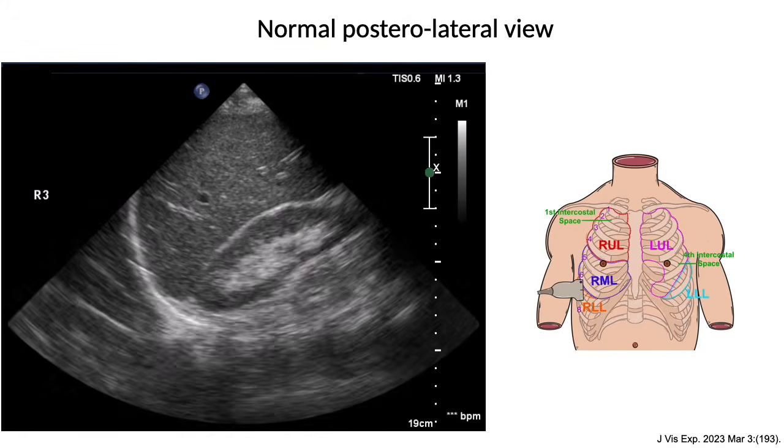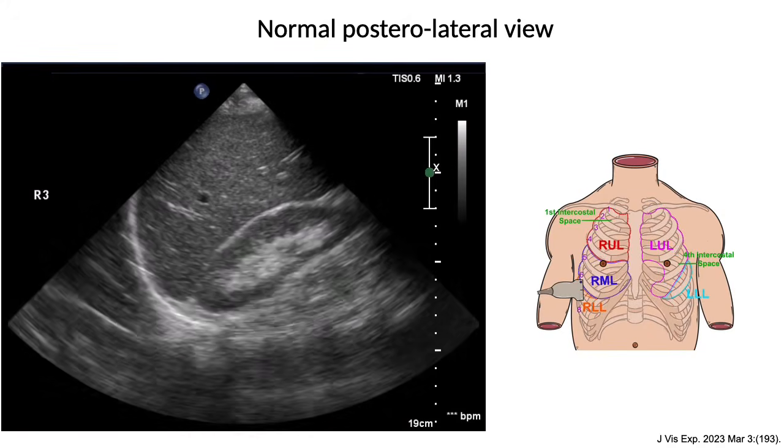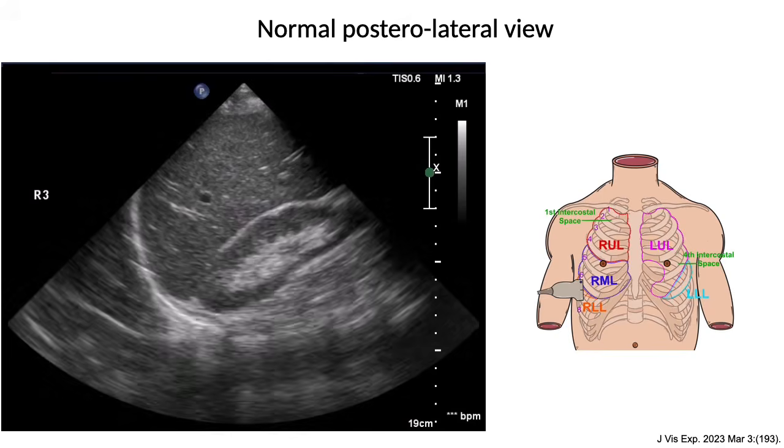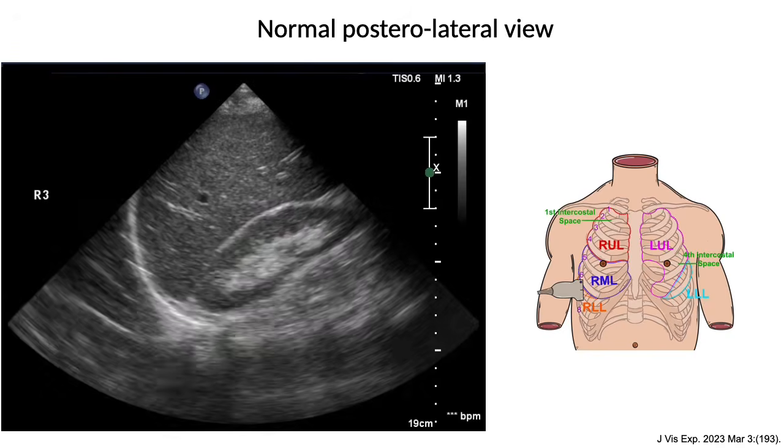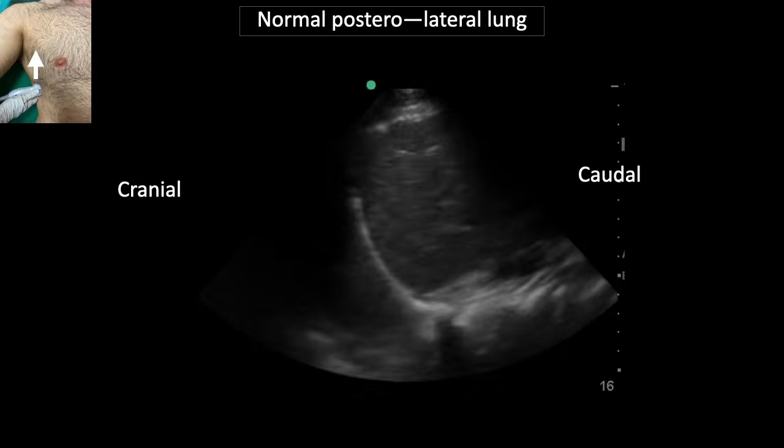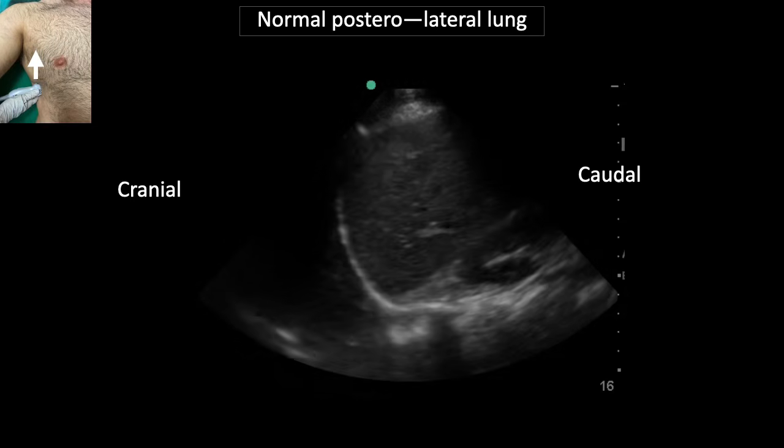Let's now move on to the posterior lateral lung view, which aims to examine the lower lobes for consolidation and the posterior pleural spaces for effusion. Here's an example of what this view normally looks like.